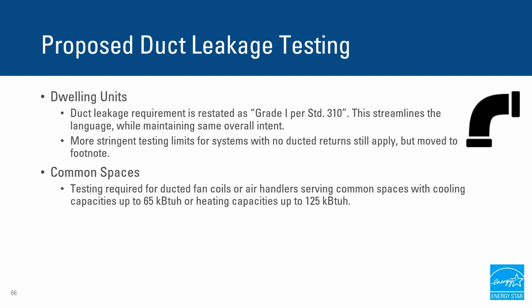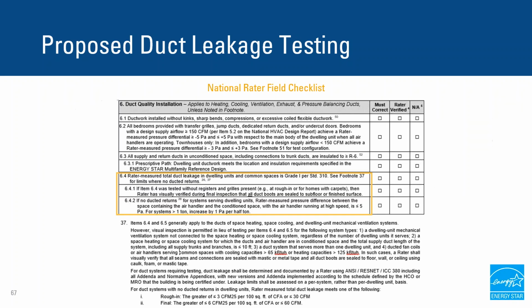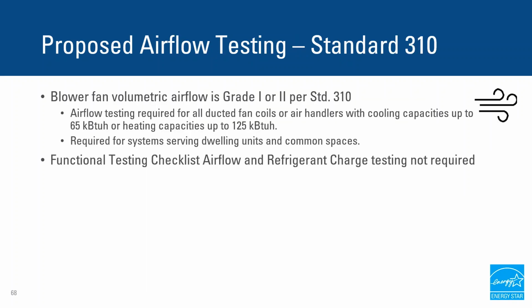Instead of needing to fill out the functional testing checklist, you'll need to do both duct testing and then the airflow testing, which we'll get to in a sec. And here is just a screenshot of what that will look like. And then we get to airflow testing. So for airflow testing, this is new for both dwelling units and common spaces. If you were using track B, you'll be required to do airflow testing per standard 310 for all systems serving common spaces or dwelling units that have indoor units with cooling capacities up to 65 kBTUH or heating capacities up to 125 kBTUH.